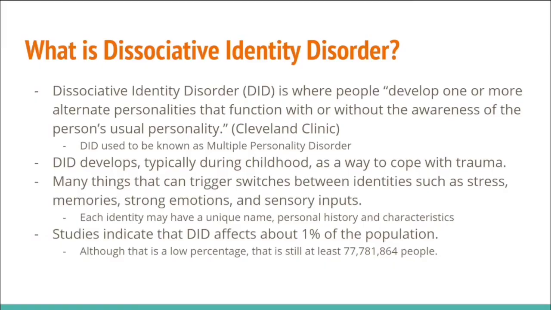According to the Cleveland Clinic, dissociative identity disorder, formerly known as multiple personality disorder, is when people develop one or more alternate personalities that function with or without the awareness of the person's usual personality. These personalities or identities are all unique. Each identity may have a unique name, personal history, and characteristics, including obvious differences in voice, gender, mannerisms, and even such physical qualities as the need for eyeglasses.